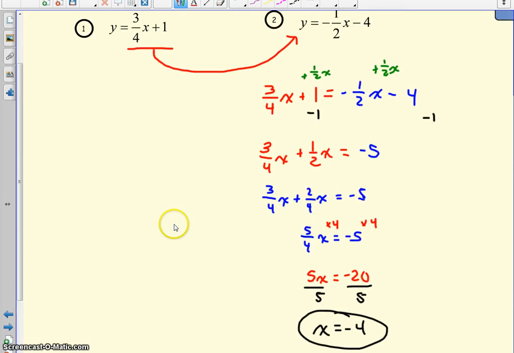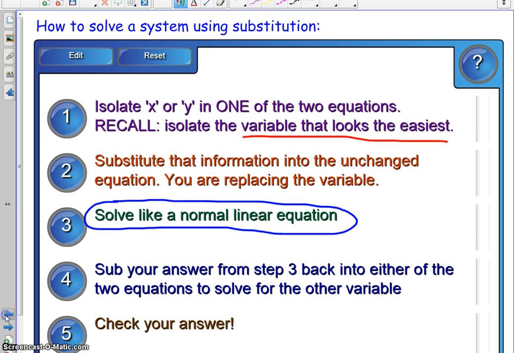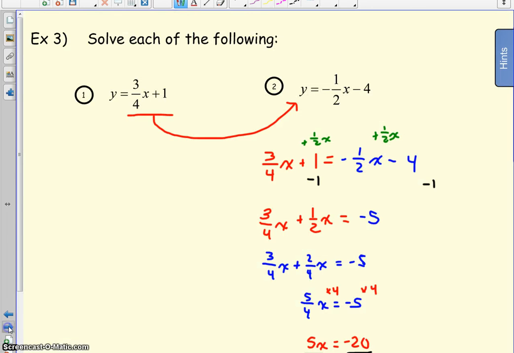So it looks like I've done a lot of work here. I've done the hard part. I figured out what one of the variables is equal to. What a lot of people forget is that the solution to a linear system is a point of intersection, right? It has both an x value and a y value. We've only found one of the two values. So remember, we have to now sub our answer back into either of the two original equations to solve for the other variable.